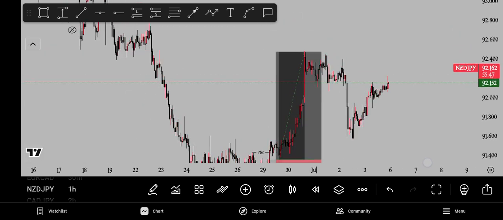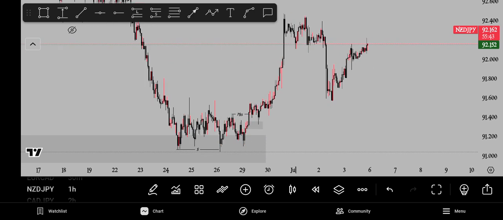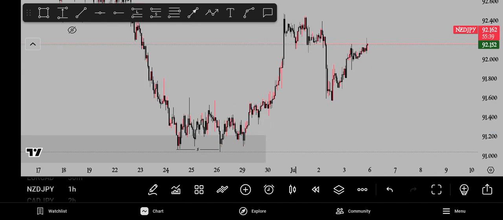This was a 1 to 10. Okay, so that is that on NZD JPY. Coming to EUR CAD now.